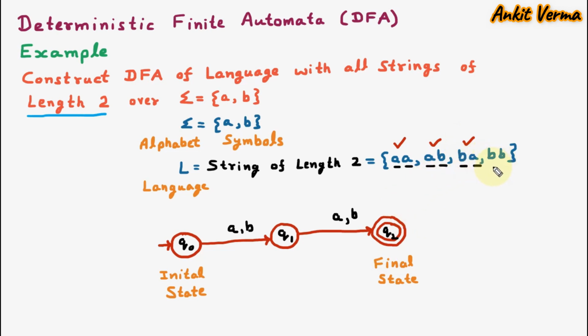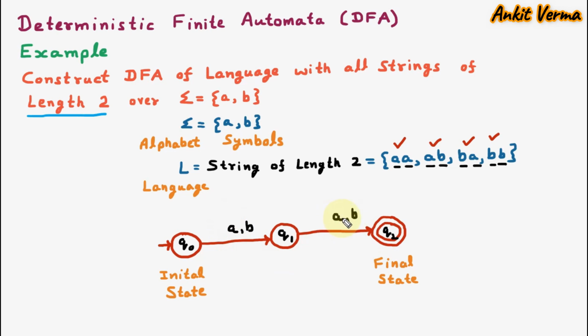Let's check another string. Here we have BB. So we are on Q0 and if B is coming, we come to Q1. And then again B is coming, so from Q1 we are on Q2. So here we are on the final state. After scanning this complete string, we are on the final state. That means this is also accepted by the DFA. Here we can see that in our language, there are 4 strings and all these 4 strings are accepted by the DFA. So is this DFA complete?